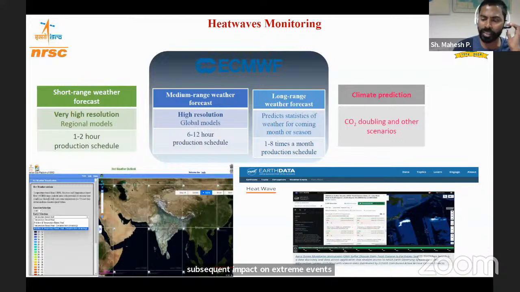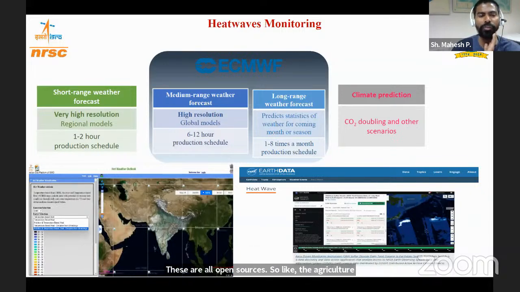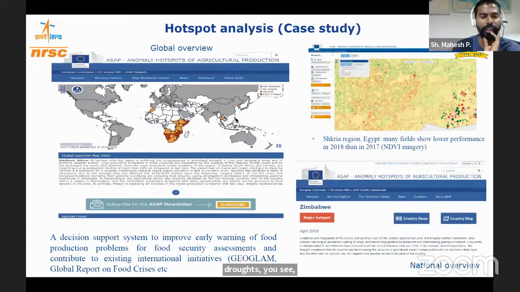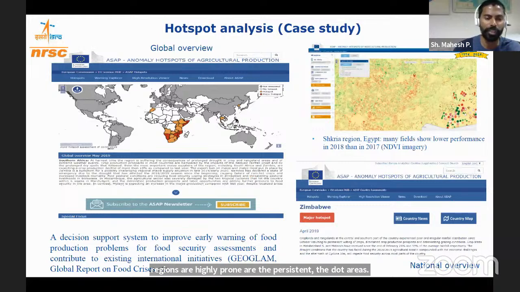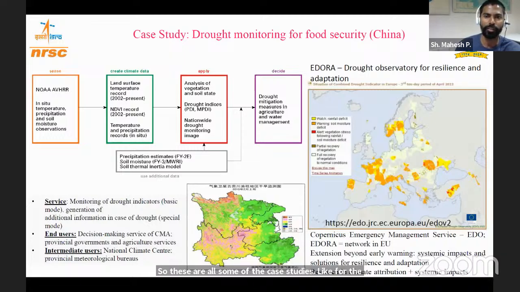Then hotspot analysis. There are many case studies, some of which I have taken from open resources. These are all open resources. Like agricultural droughts: you see Africa, some of the regions are highly prone to persistent drought, which is not yielding much crop. So these are some of the case studies, for the demonstration of food security and drought monitoring for food security.